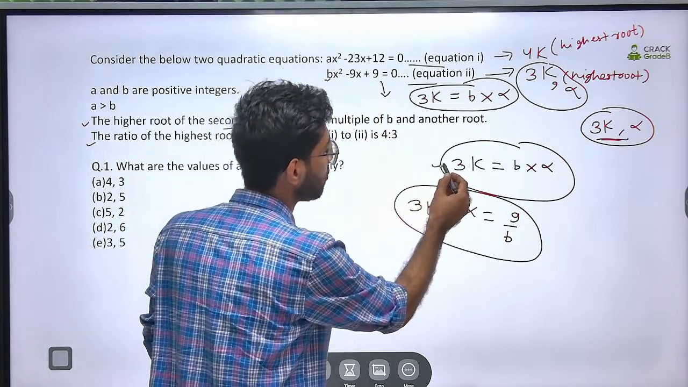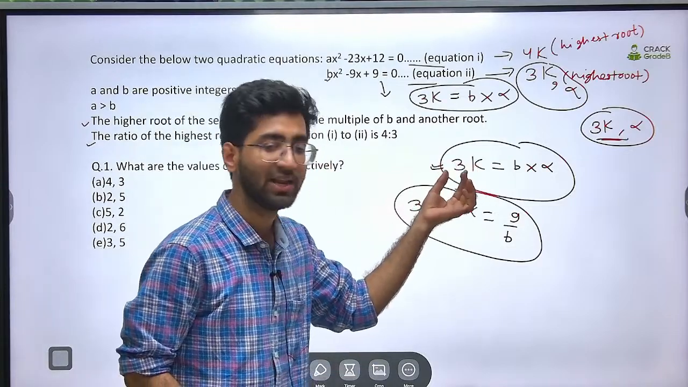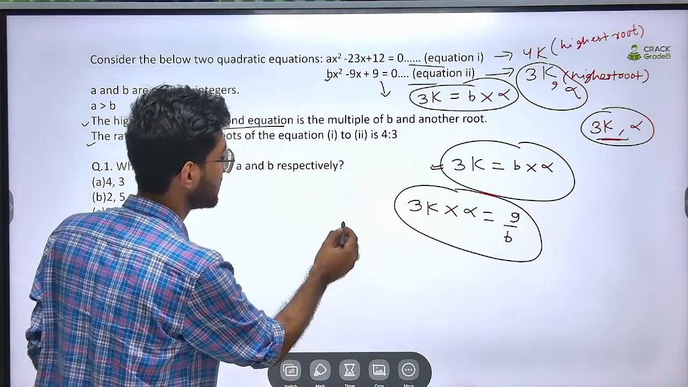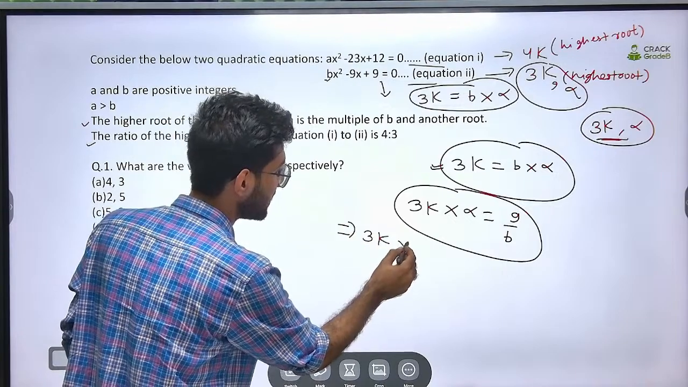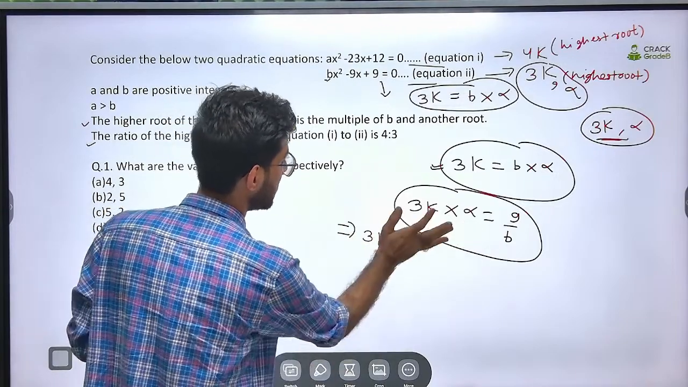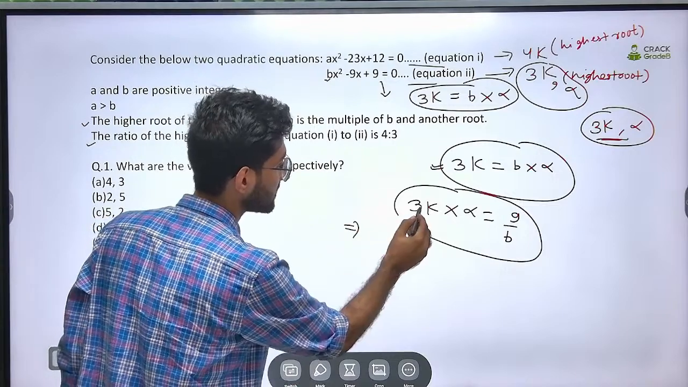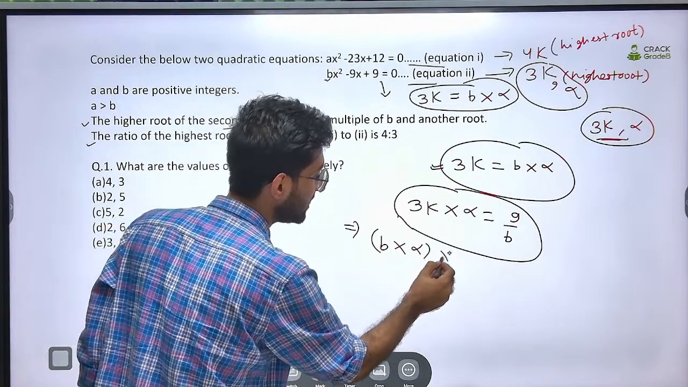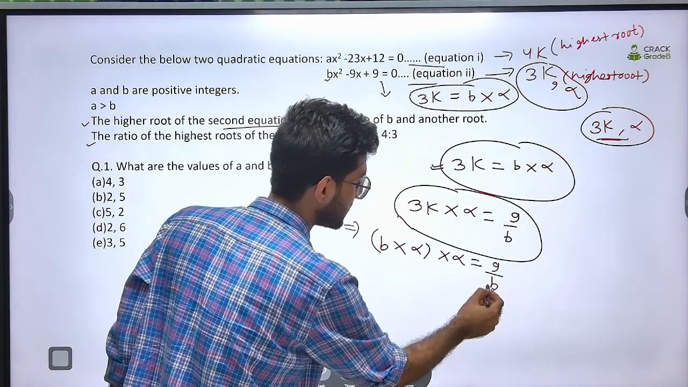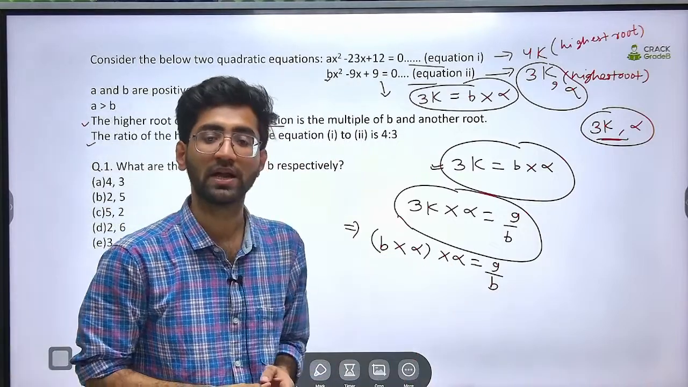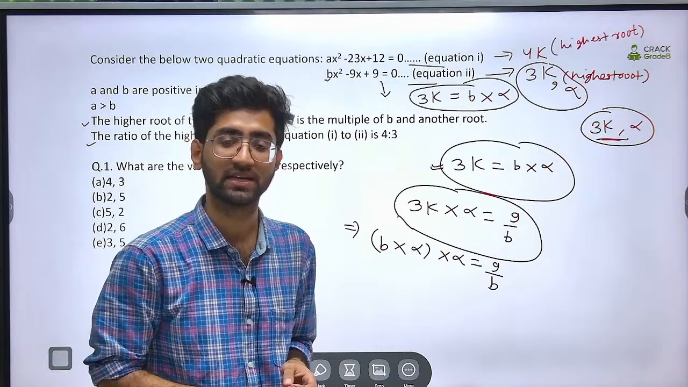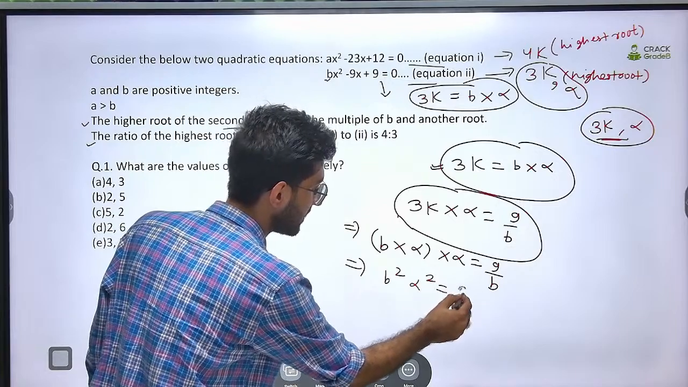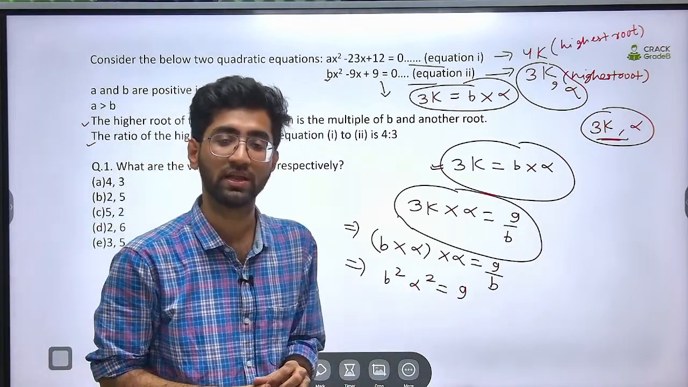Now 3k equal to b into alpha. Can we put the value of 3k in this equation? Yeah, we can put that value, right? So we have 3k into alpha equal to 9 by b, and 3k equal to b into alpha, so we put b into alpha, times alpha, equal to 9 by b. Now we can do cross multiplication. If you do cross multiplication, you will write b square alpha square equal to 9, right?